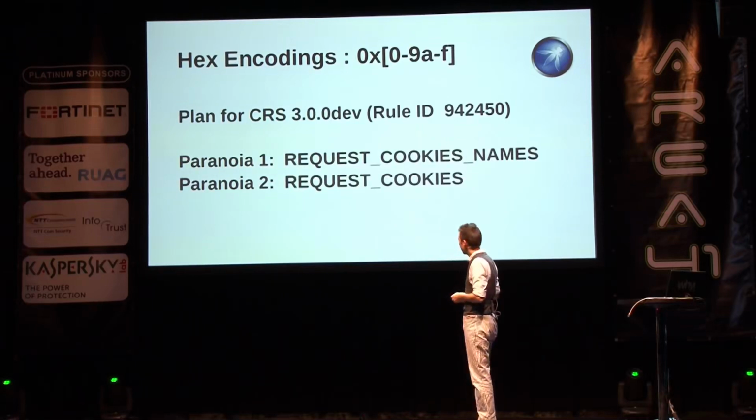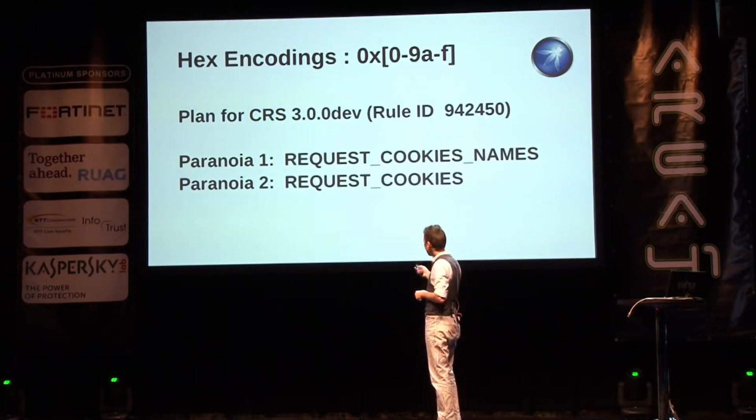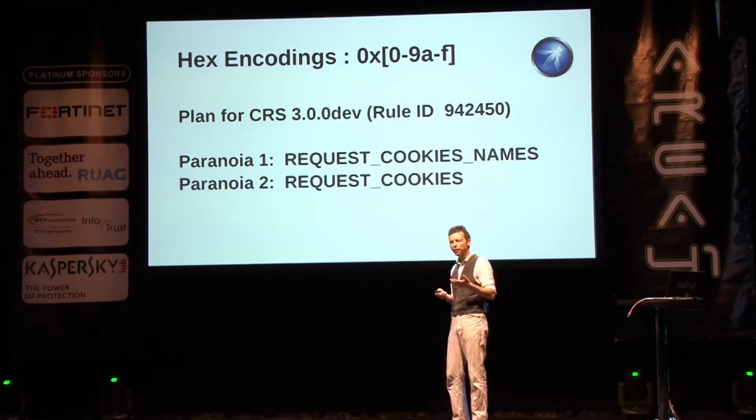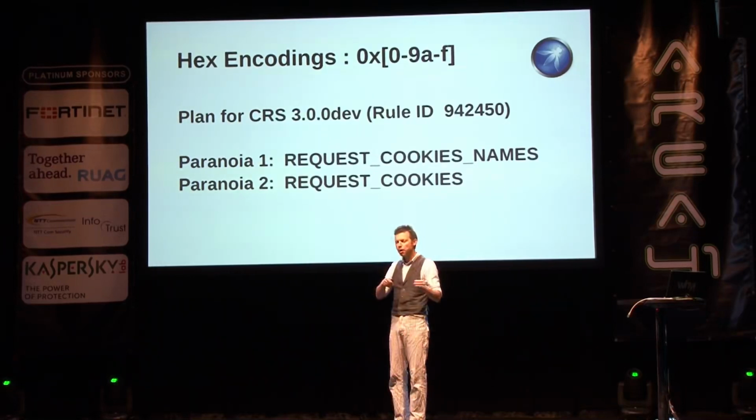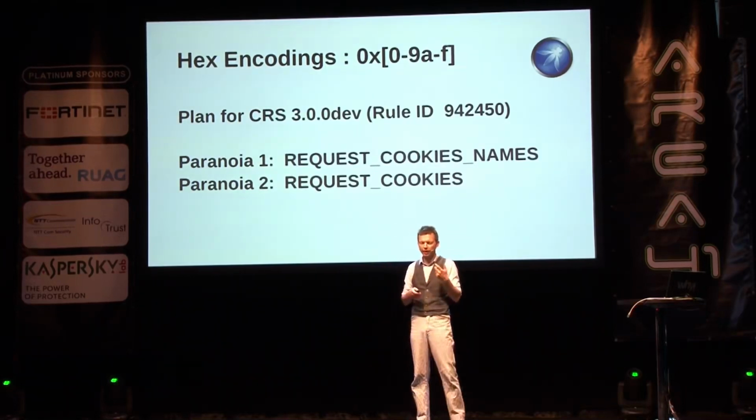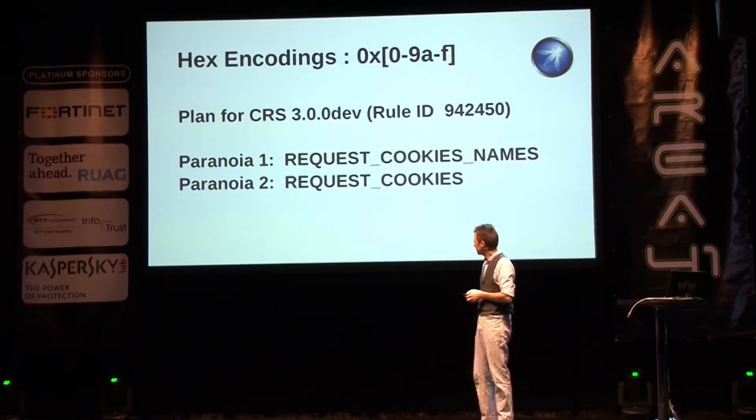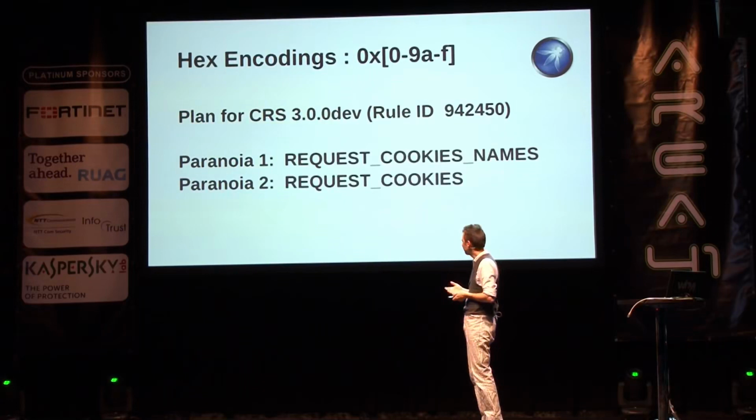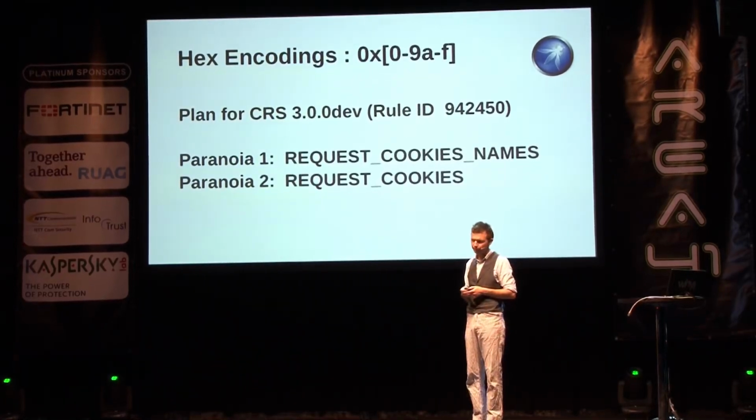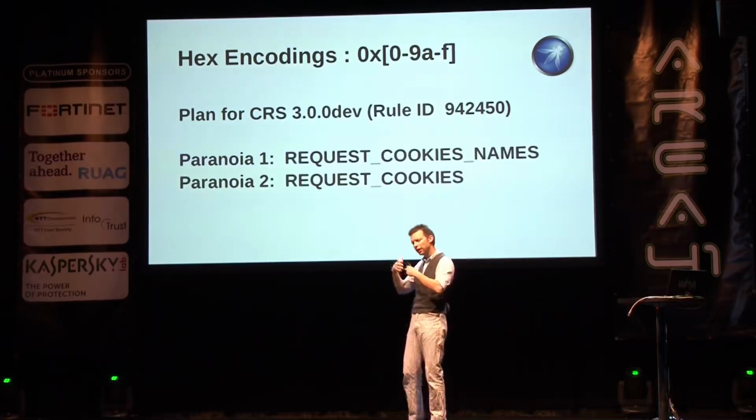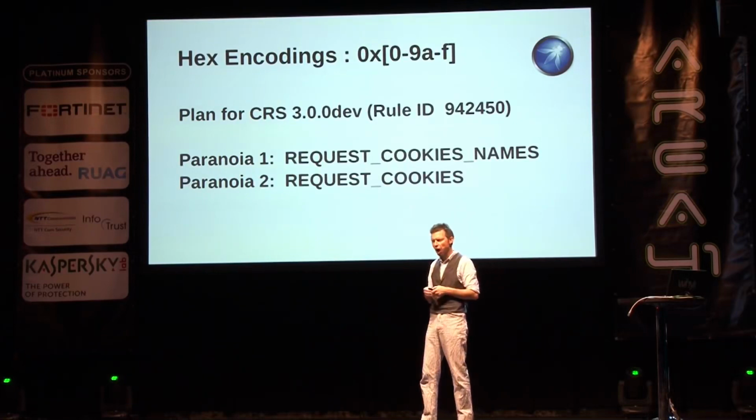And the plan now, this is not yet done, but the plan is, let's run this rule in paranoia level 1 on the parameters and XML stuff and the cookie names, but not on the cookie values themselves, as this is where the session cookies are. The request cookie values are only tested in paranoia level 2. So we're giving up a little bit of security, but reducing the false positives a lot.